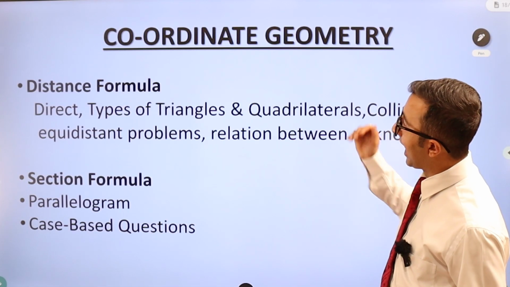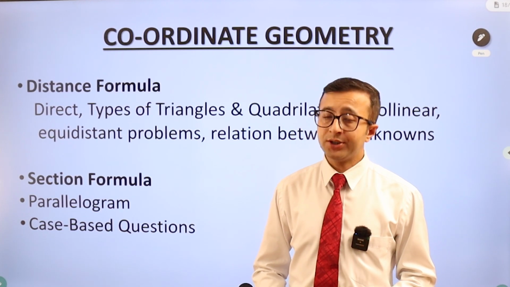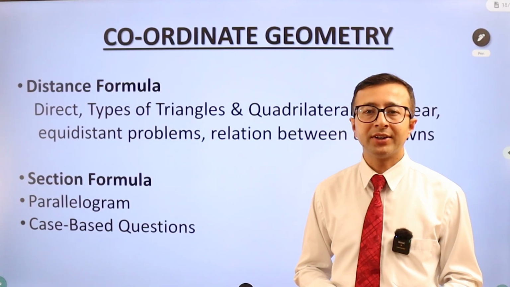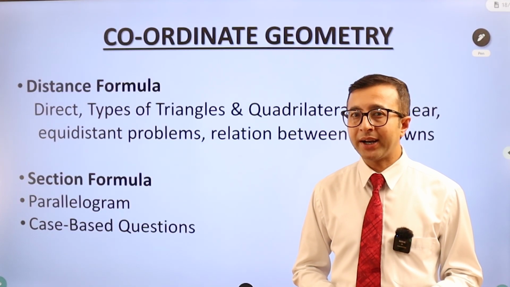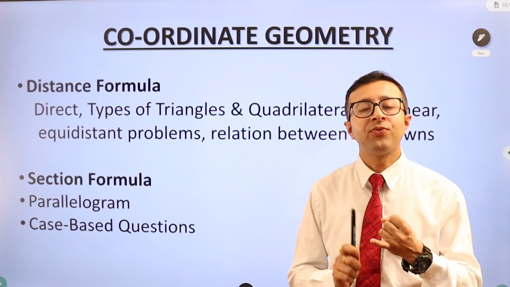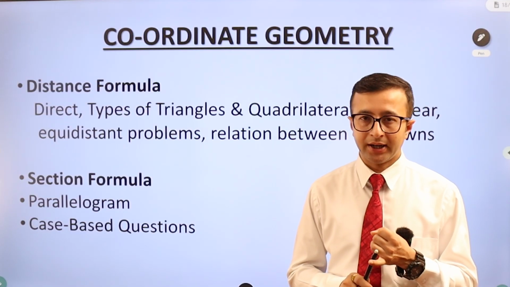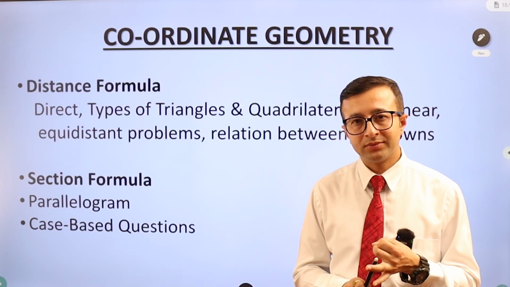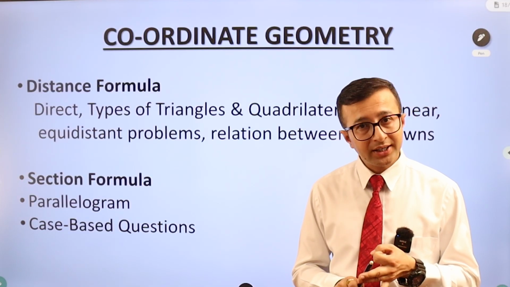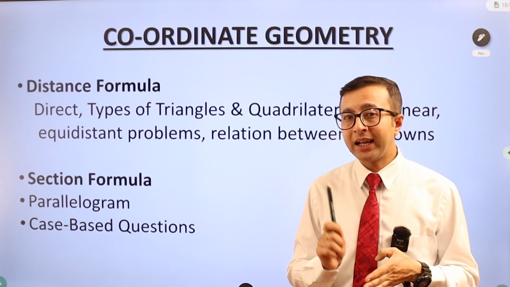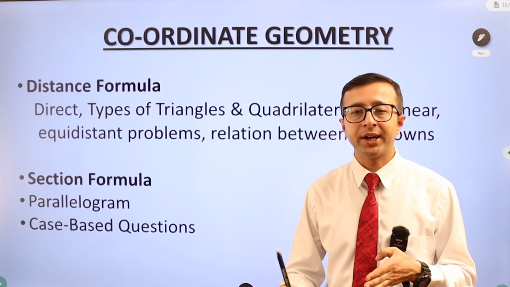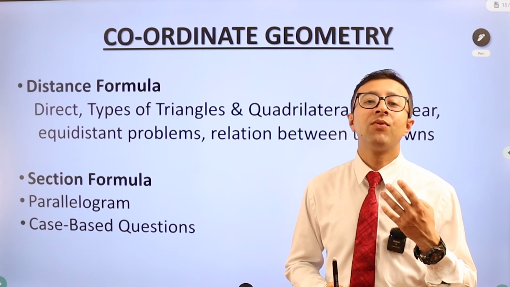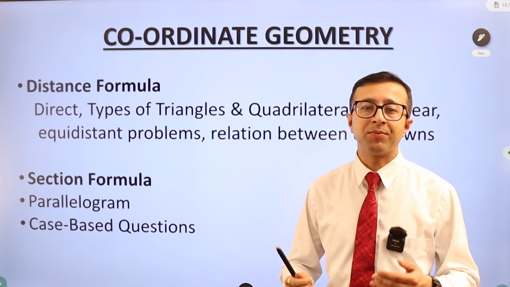Next we will be having coordinate geometry, the most scoring chapter. We have only 2 things to see: one is the distance formula, another is the section formula. Now what do we need to practice from the distance formula? First, practice to find the distance directly. Second is equidistant problems. Third is collinearity. Fourth is types of triangles, where 3 coordinates will be provided. And fifth is types of quadrilaterals, where 4 coordinates of the vertices will be provided.